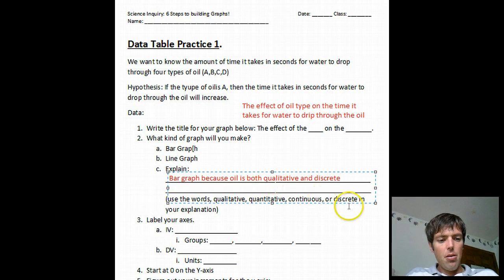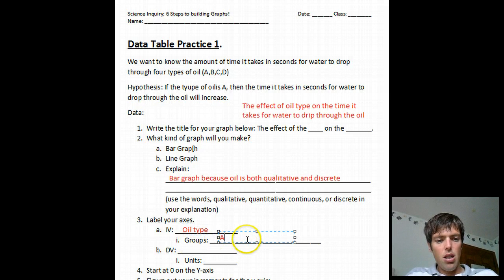Okay, time to label my axes. My independent variable I know is oil type. In my groups, I'll have groups A, and over here I'll have B, C, and D. My DV that I'm measuring is time. And for the graph, since you've already written it out on the data table, it's okay to truncate it on the graph to just time. And for units, we're going to put seconds.